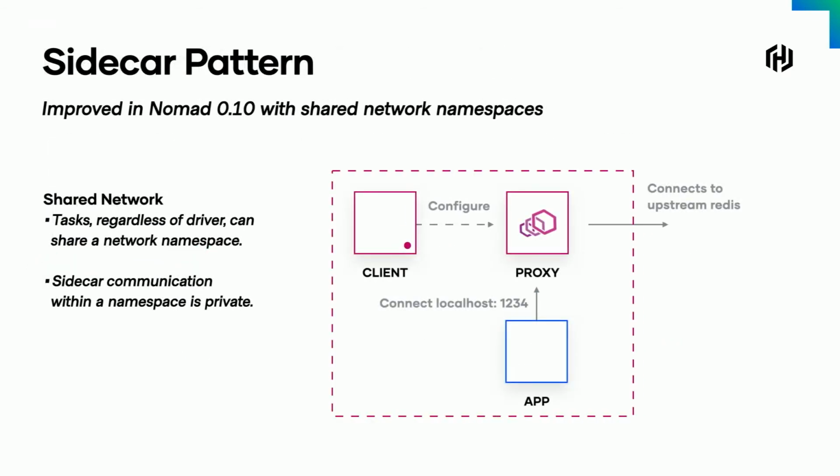So in Nomad 0.10, with the introduction of shared network namespaces, we moved to adopt this sidecar pattern that's been popularized. So the idea here is, instead of baking everything into your application, you can have your application running and then one or more of what we're calling sidecars in the industry that take care of different responsibilities for your application. So this could be a log collecting sidecar, or a metrics collecting sidecar, or a sidecar that takes care of network communication.